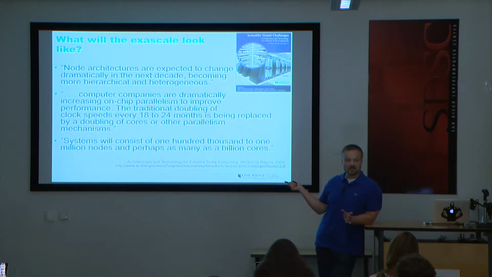Not the clock speeds, not the bias voltages, not anything else. The traditional doubling of clock speeds every 18 to 24 months, which mimicked Moore's law, which we talked about earlier but doesn't obtain anymore, is being replaced by a doubling of cores every 18 to 24 months. And the systems will consist of 100,000 to 1 million nodes and perhaps as many as 1 billion individual cores.